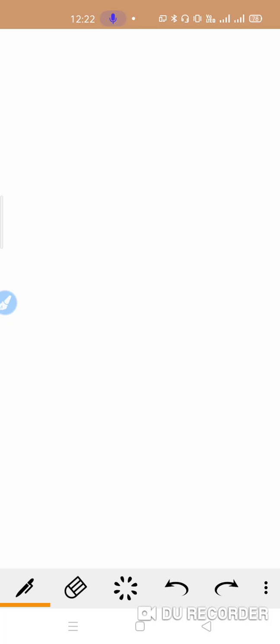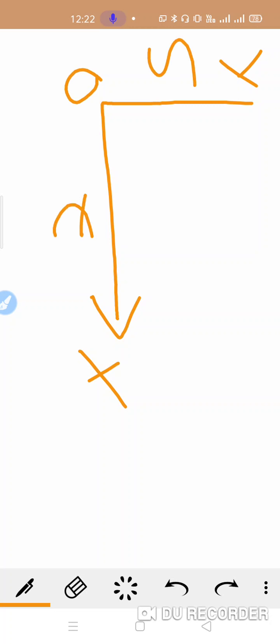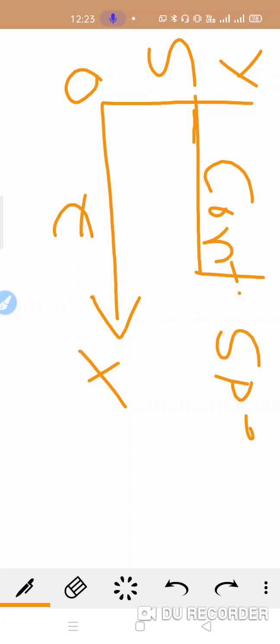Now, in the speed-time graph, when the speed remains constant, we get a parallel line. Now we draw here: that is the x-axis, that is the y-axis, that is the origin. That is the time, that is the speed. If speed is constant, we get a straight line parallel to the x-axis. That is the graph between speed and time, showing constant speed.